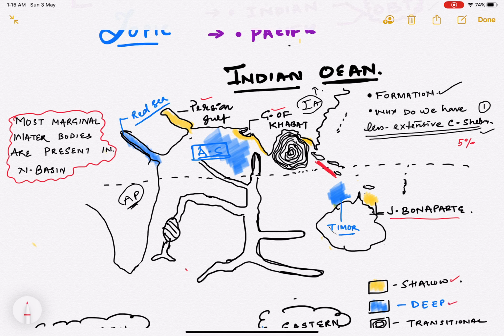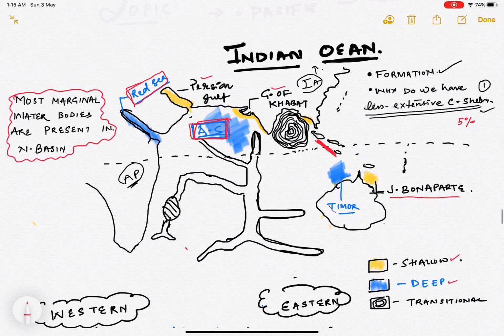Next, we have the deep water bodies. Within these, obviously, we can see our Arabian Sea and, last but not least, your Red Sea. And again, we have a transitional water body, and within this qualifies our Bay of Bengal. Hence, first we talked about the continental shelves and why they are less, and about the different water bodies prevalent here. Prior to that, we talked about the formation.